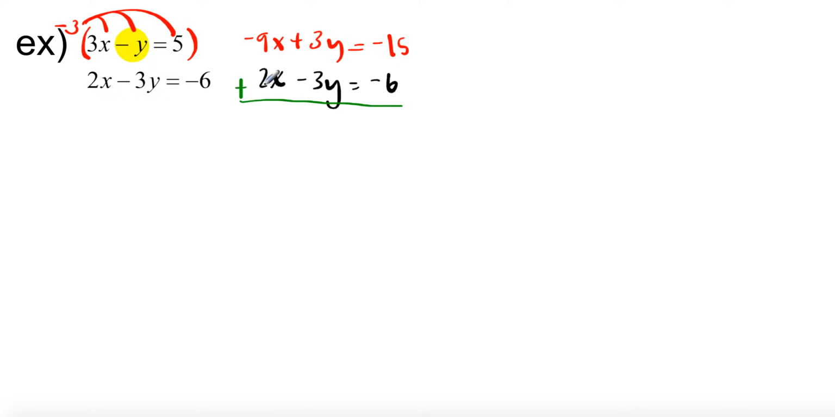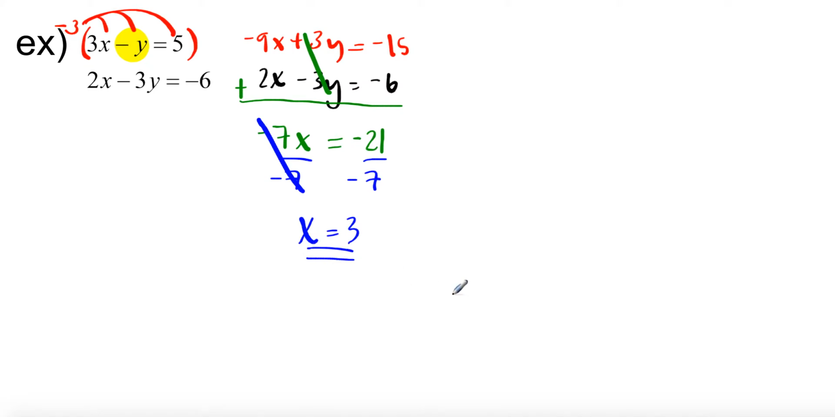Negative 9x plus 2x gives me negative 7x. 3y minus 3y cancels, which is what we want to happen. The y's are now eliminated. Bring down your equal sign. Negative 15 and negative 6 makes negative 21. Divide by negative 7 on both sides. Negative 7's cancel, and x is equal to positive 3. There's half our answer. Then we have to decide where to plug it in.